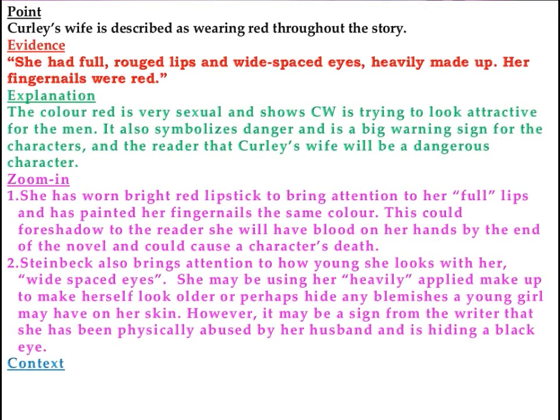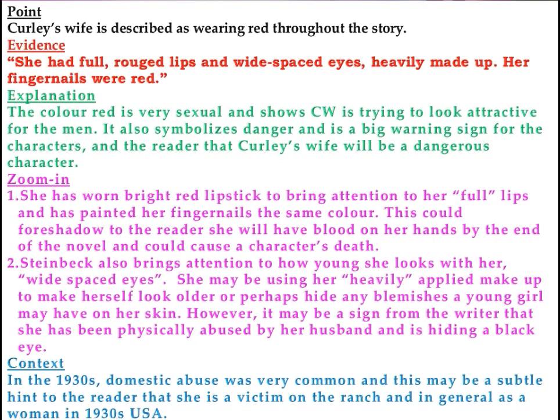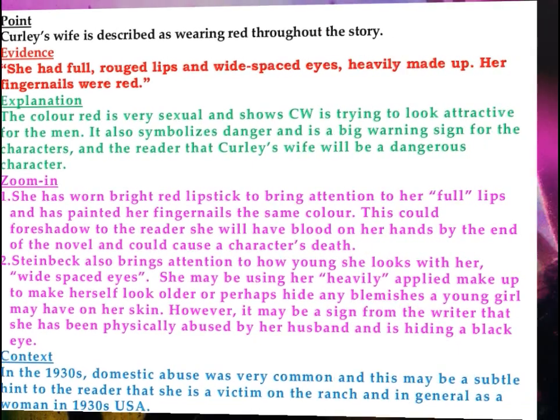And then context, what could we talk about? Well, just one sentence. In the 1930s, domestic abuse was very common, and this may be a subtle hint to the reader she's a victim on the ranch and in general as a woman in the 1930s. So I'm saying the fact that Curley might have hit her was common at the time, and also shows that she's a victim throughout the novel, and that women were victims a lot of the time in 1930s America because of how they were treated.